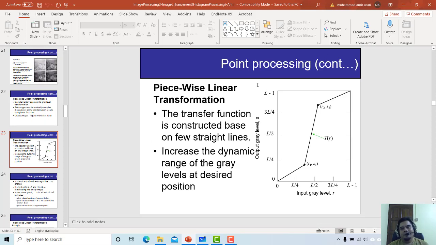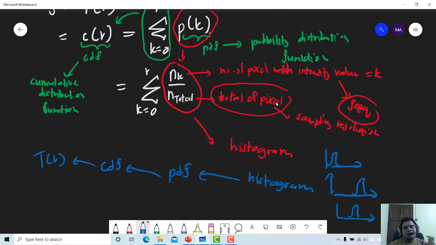But histogram equalization is more advanced. Okay, that is the advantage of histogram equalization, it is an adaptive approach, because regardless of what type of low contrast your image suffers from, the system will automatically generate the suitable transformation function for you, because the transformation function depends on the CDF, and the CDF depends on the PDF, and the PDF depends on the histogram.